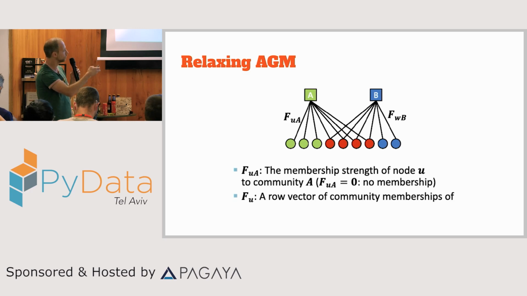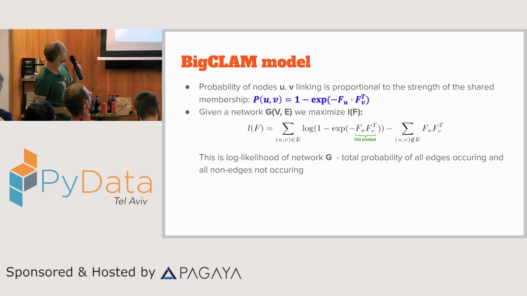So working with this kind of bipartite graph is hard. In order to make our life a bit easier, we'll define F_UA, which is the membership strength of node U to community A. And it's 0 if it doesn't belong. And if we go over all the communities, we get a vector F_U, which is a row vector of all the memberships. So the probability of nodes U and V to be connected is 1 minus the exponent of the dot product of these vectors.